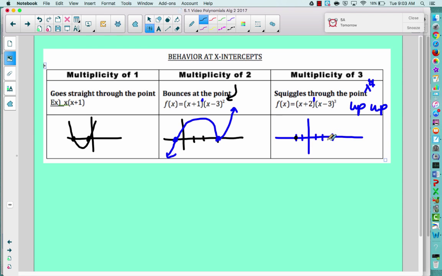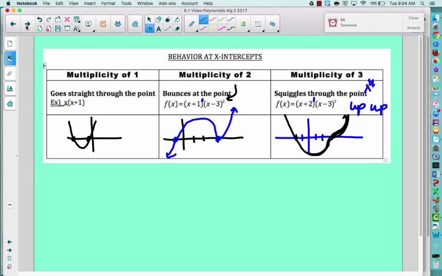So it's up, up. I know that it's going through -2 because it has a multiplicity of 1. And then it's squiggling through that 3, okay? Sorry, my graph didn't come out so good, my squiggle. So let me fix that. Like that. So it squiggles through 3.